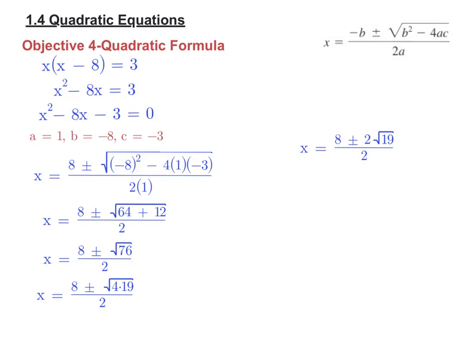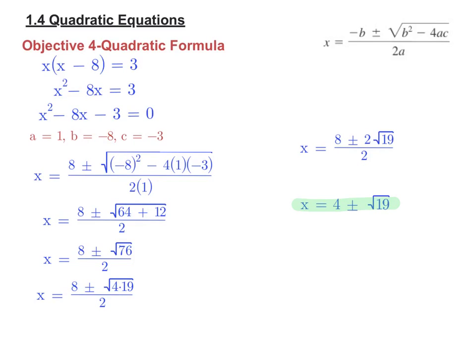And now I can reduce this because there is a factor of 2 that goes into all 3 of these numbers. It has to go into all of them. Okay, so 2 goes into 8 4 times, 2 goes into 2. So I get 4 plus or minus root 19, and that's the exact final answer.